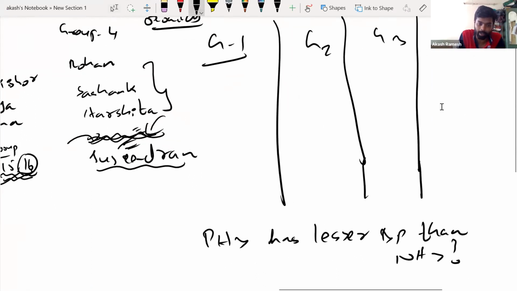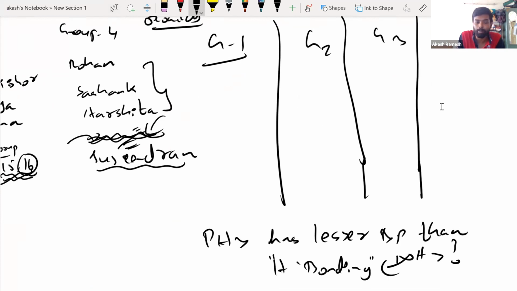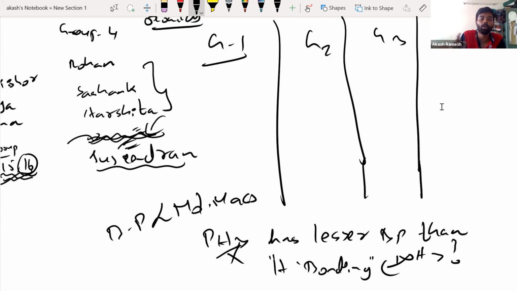So the answer is hydrogen bonding. That's it, right? NH3 can form hydrogen bonds, PH3 cannot form hydrogen bonds. But what we expect in general is that when I go down the group, the boiling point has to increase. Remember, boiling point is directly proportional to the molar mass. More and more is the molecular mass of the compound, more and more will be the boiling point or melting point for that matter.